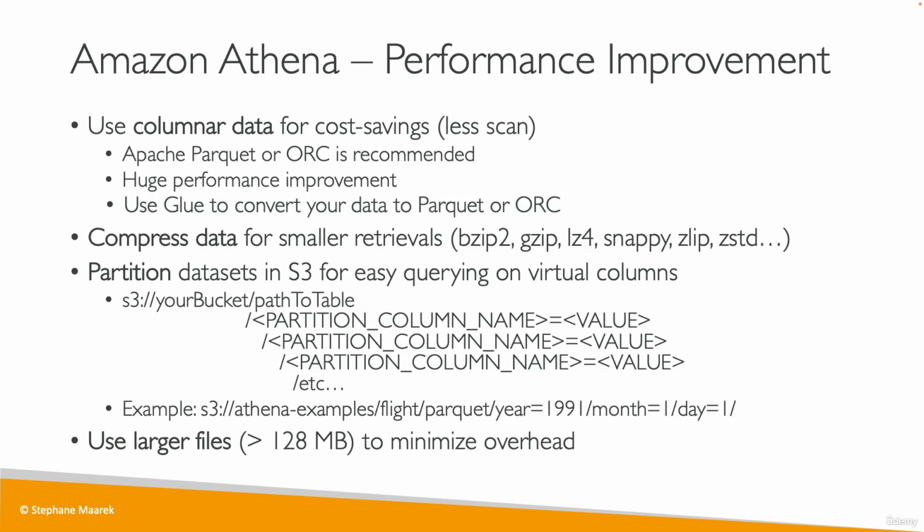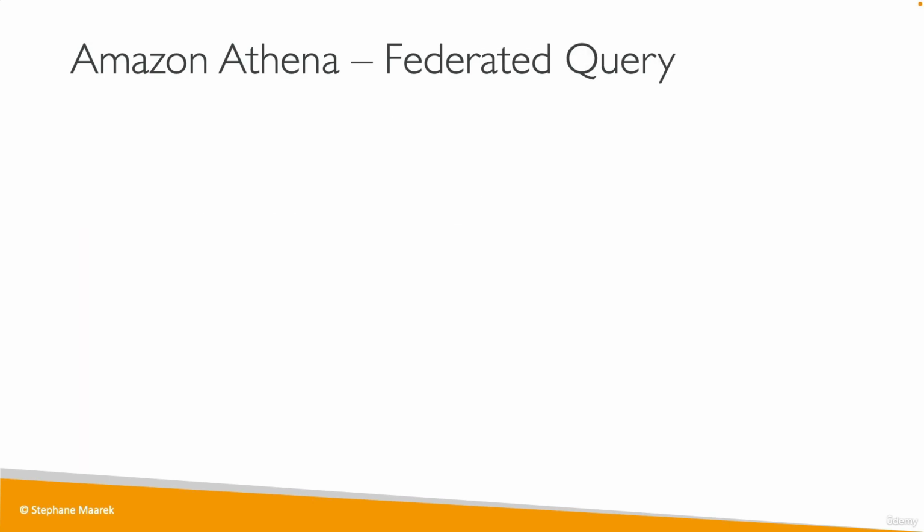Finally, the last performance improvement you need to do is to use bigger files to minimize the overhead. If you have many small files in Amazon S3, Athena is not going to be as performant as if you had larger files, for example, 128 megabytes and over, because larger files are easier to scan and easier to retrieve. Another feature of Amazon Athena is the federated query.